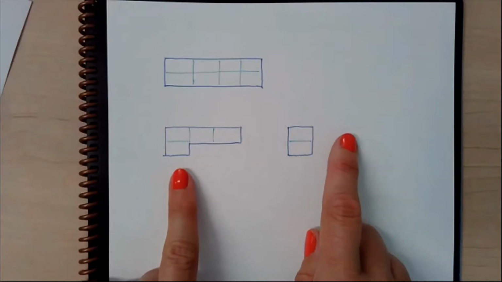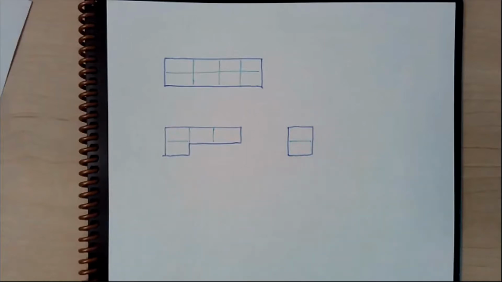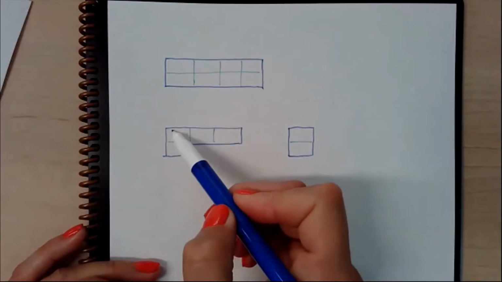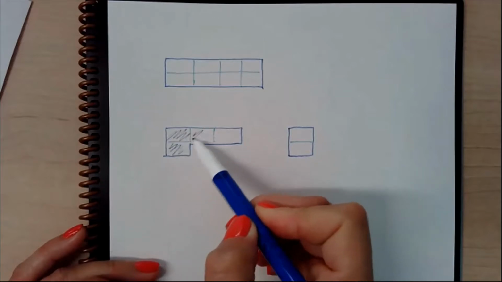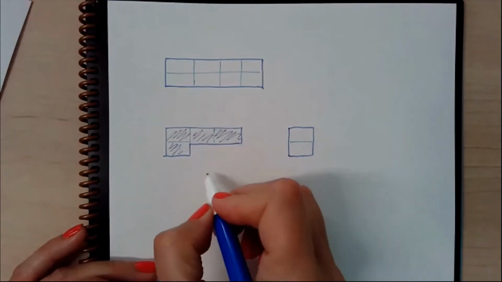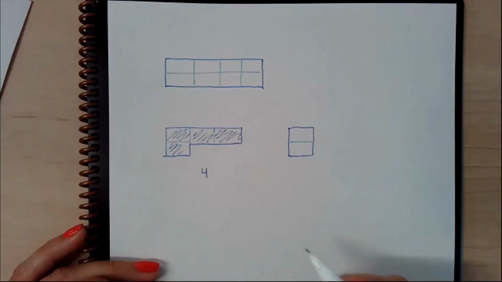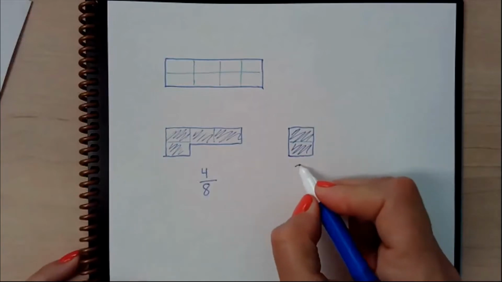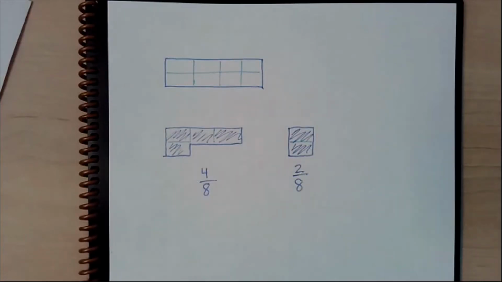But the only way that we can really compare these is knowing what our unit was. So for each of these, our unit is actually 1/8 of the original chocolate bar, or one of these chocolate bar pieces. So this guy is 4 of those chocolate bar pieces, or 4/8. And this one is 2 of those pieces, or 2/8. But to compare their size, we want them broken up into pieces that are the same size.